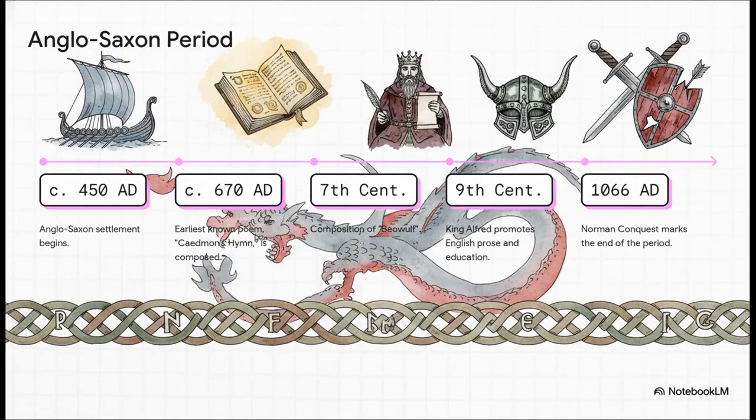Okay, first things first, let's get our bearings with this quick timeline. We're talking about a massive period of time, starting from when the Anglo-Saxons settled around 450 AD and stretching all the way to the Norman conquest in 1066. Now, for your exam, just remember these key moments. The 7th century is crucial for both Beowulf and Caedmon's Hymn, and the 9th century is all about the great King Alfred. Think of this as your historical map for the entire period.